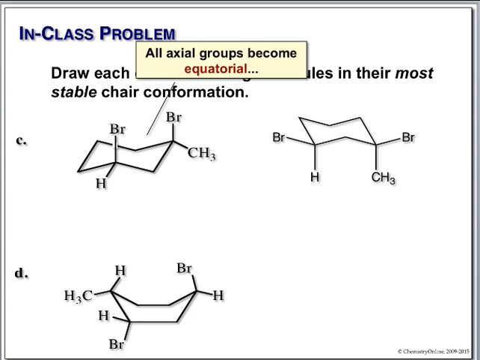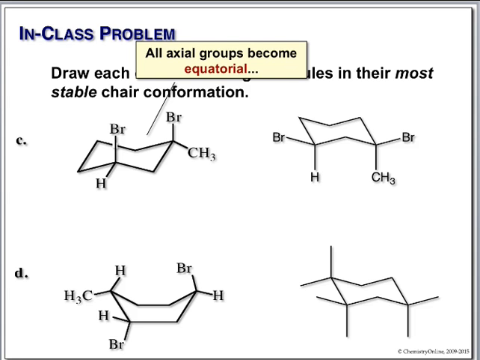And finally here we have a boat. We're going to take this boat and make a chair. We have bromines and we have a methyl group. So here's our basic chair. Again, substituents at 1, 3, and 4. Or 1, 2, and 4.